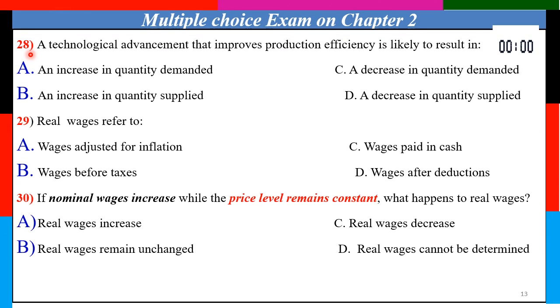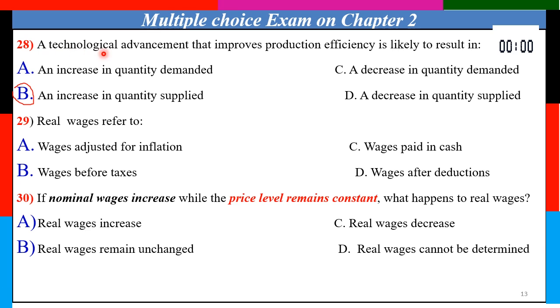Question number 28. A technological advancement that improves the production efficiency is likely to result in A. An increase in quantity demanded. B. An increase in quantity supplied. C. Decrease in quantity demanded. D. Decrease in quantity supplied. B is the correct answer.